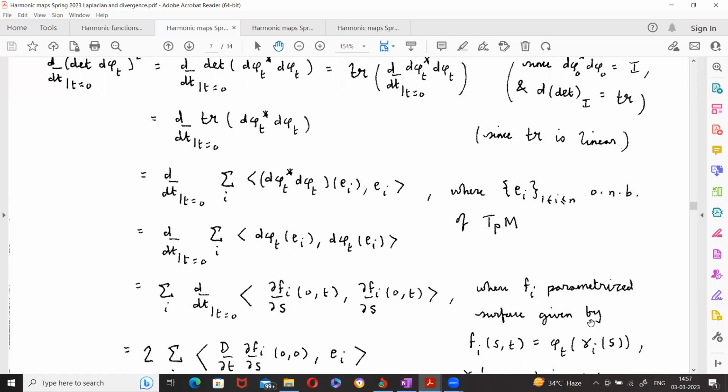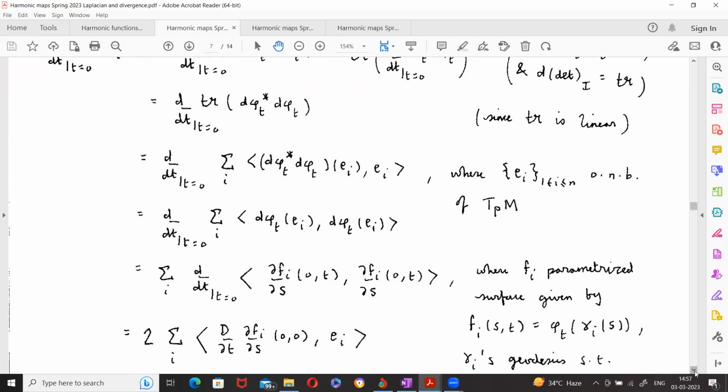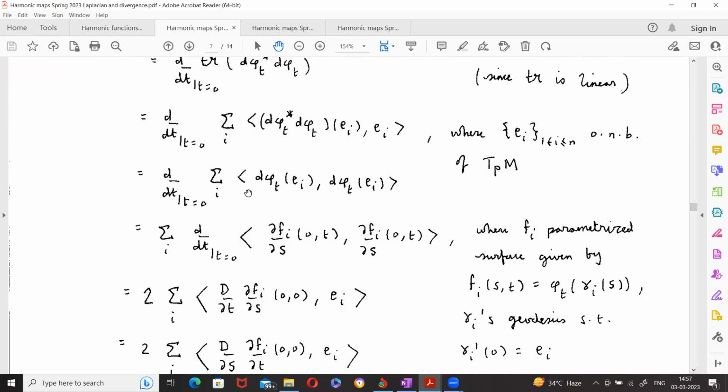All right. Now what I can do is this derivative dφ_t of e_i, I can do the following. I take the following parametrized surface. I choose geodesics γ_i such that at time 0, they pass through p and γ_i prime 0 is equal to e_i. Then I define a parametrized surface, φ(s,t) equal to φ_t of γ_i(s).